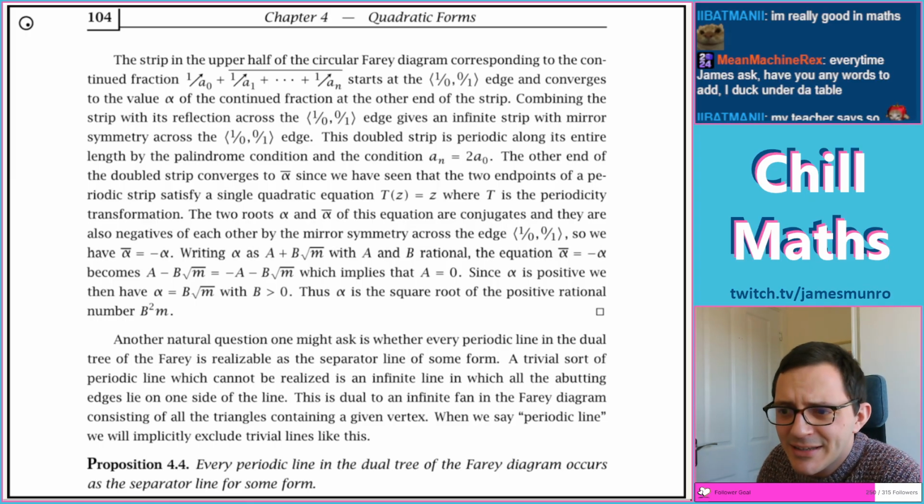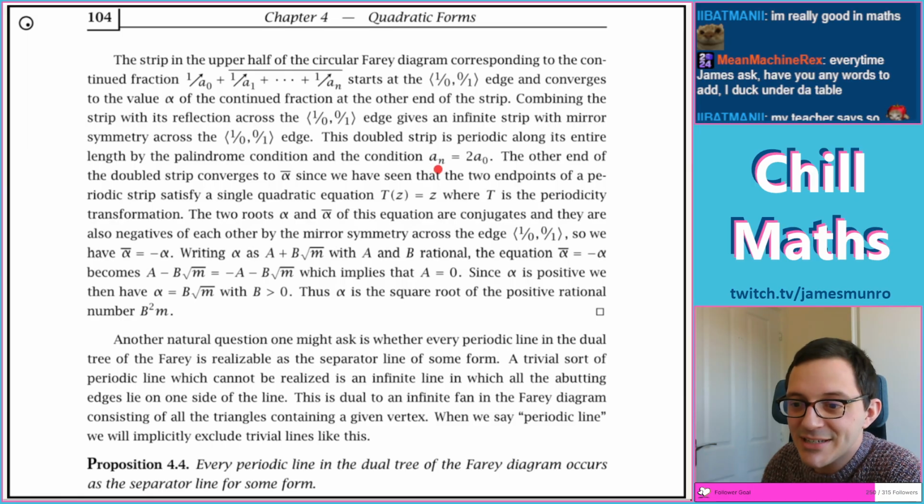Yeah, it's going to talk about combining the strip. This is what I was trying to say out loud, I think. Combining the strip with its reflection gives an infinite strip with mirror symmetry. Hooray, it's the sort of thing we were just talking about. It doubles up this thing. It's periodic, and those are the ones we were talking about. The other end of the double strip converges to the conjugate.